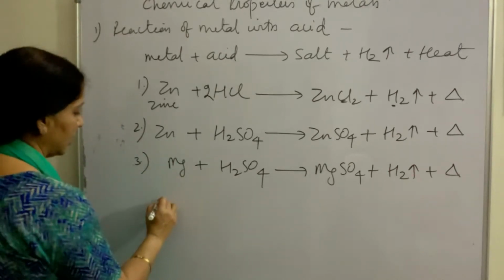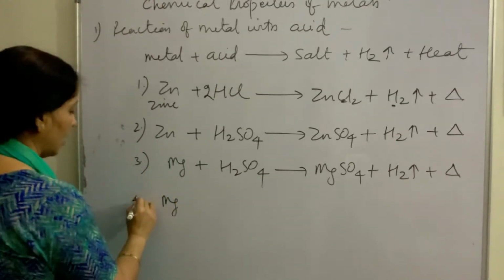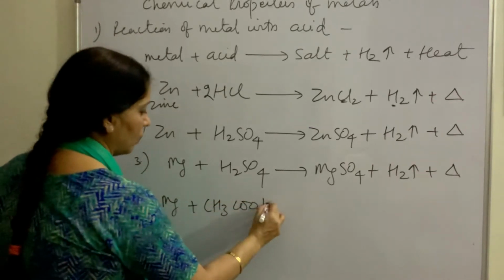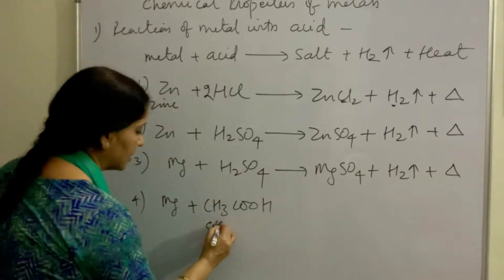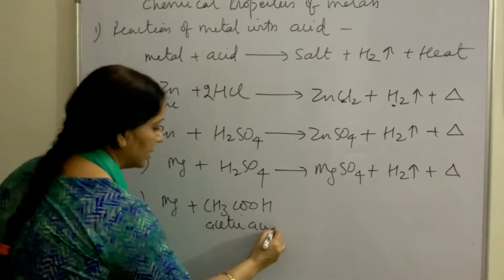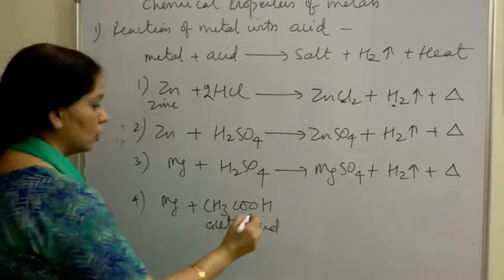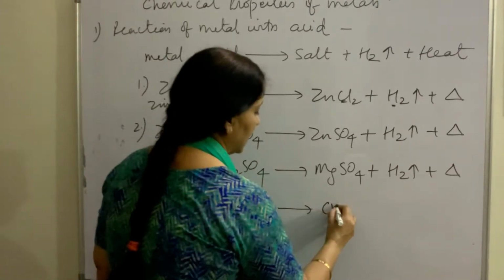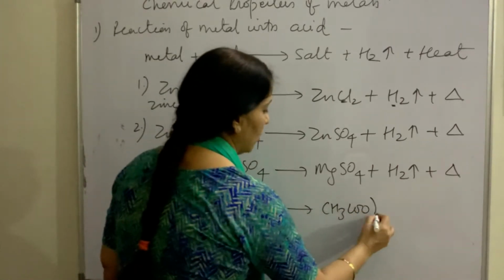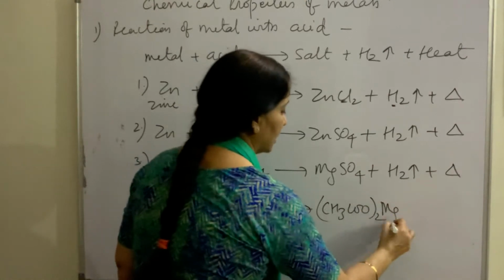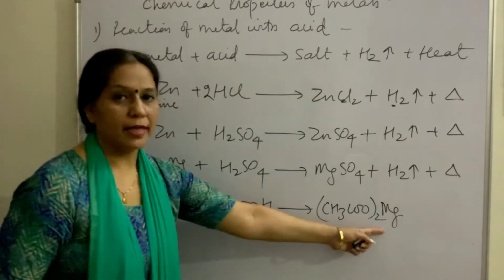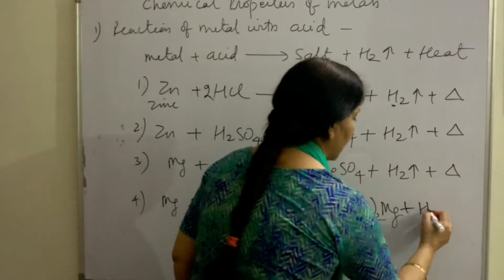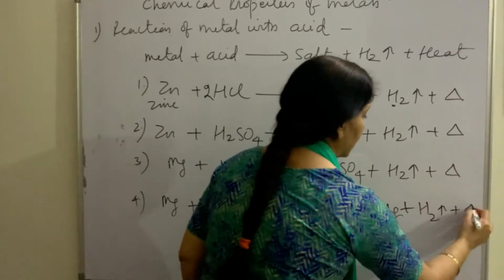Now we can see the reaction of magnesium with a weak acid, CH3COOH. It is acetic acid and it is a weak acid. So you will find that the reaction takes place and it forms (CH3COO)2Mg. This salt is called magnesium acetate with the release of hydrogen gas and heat.